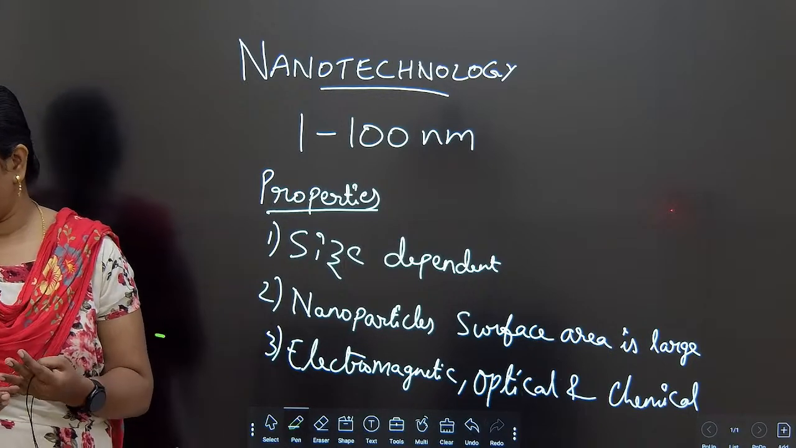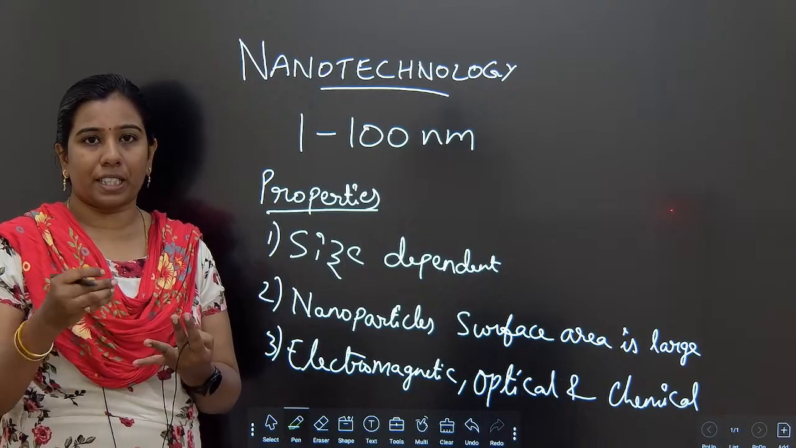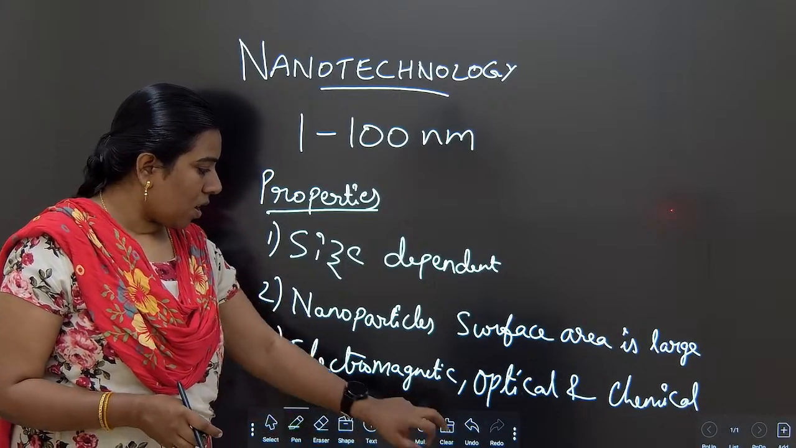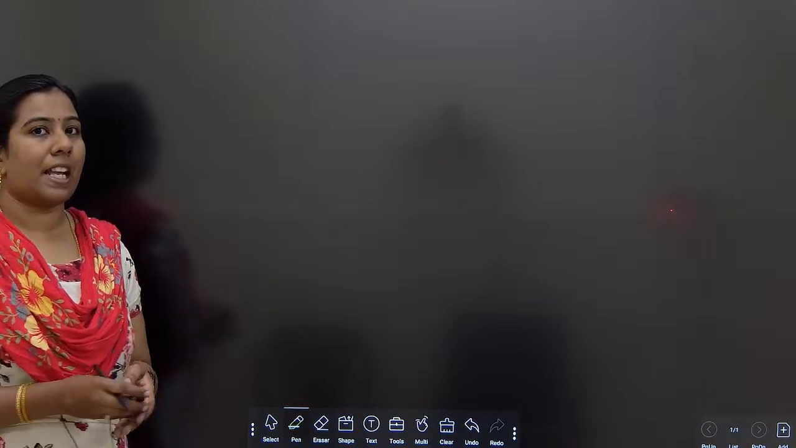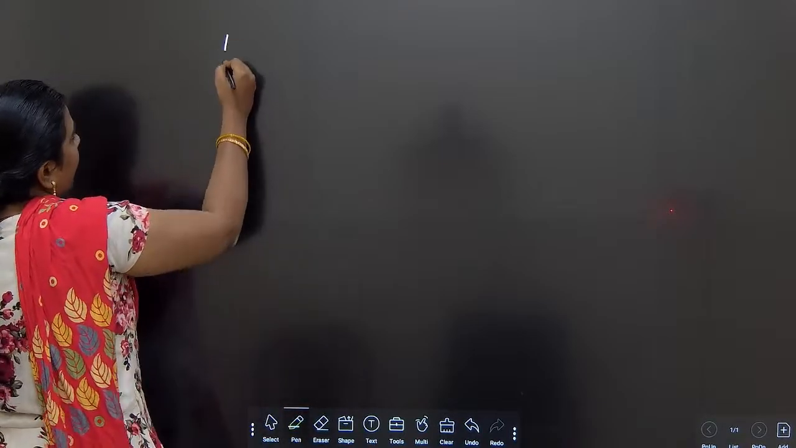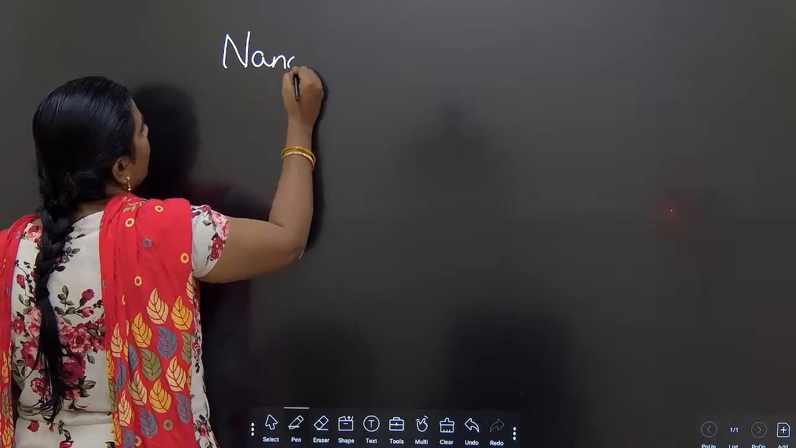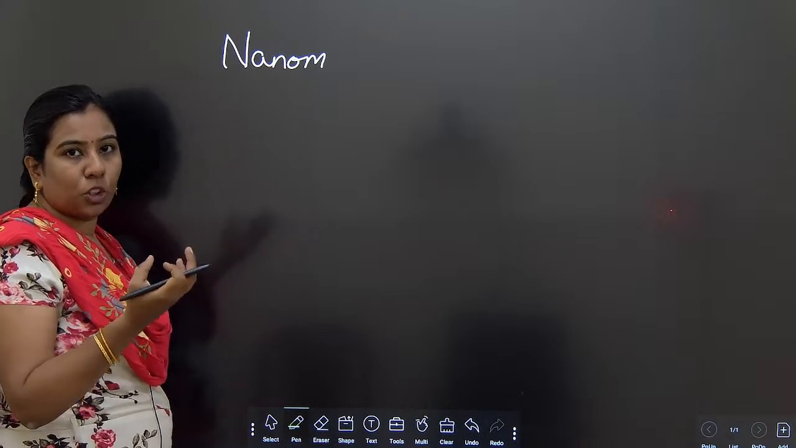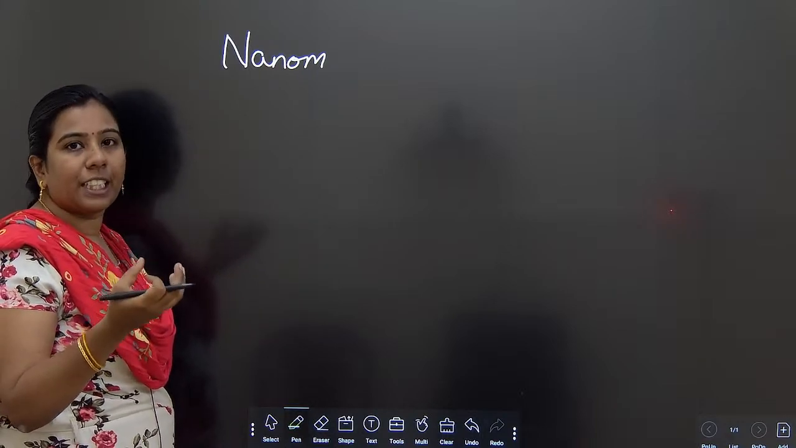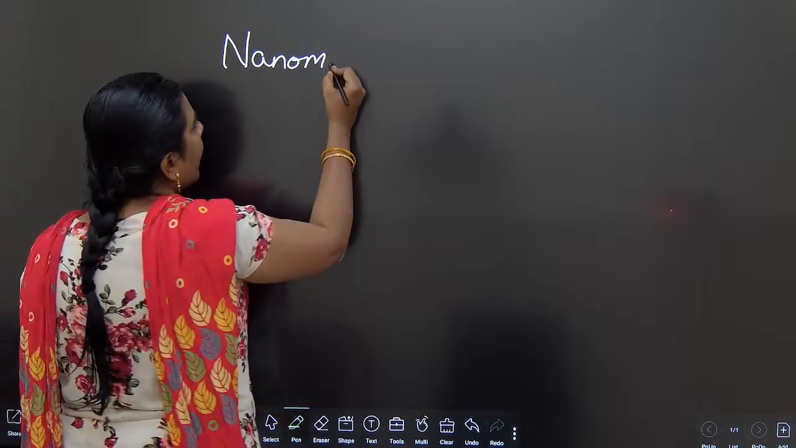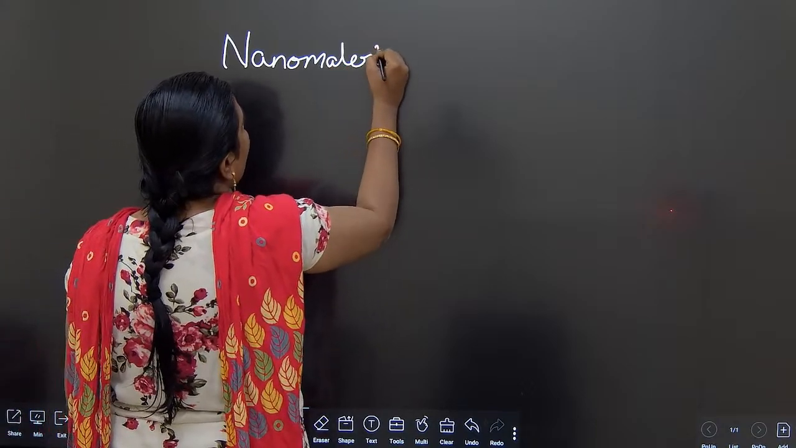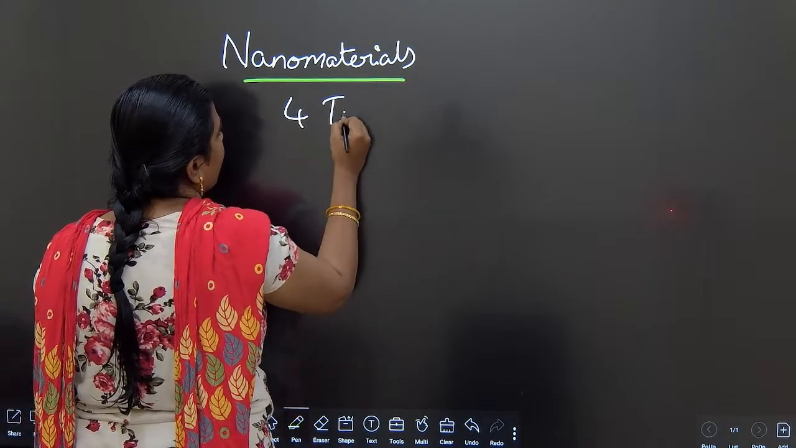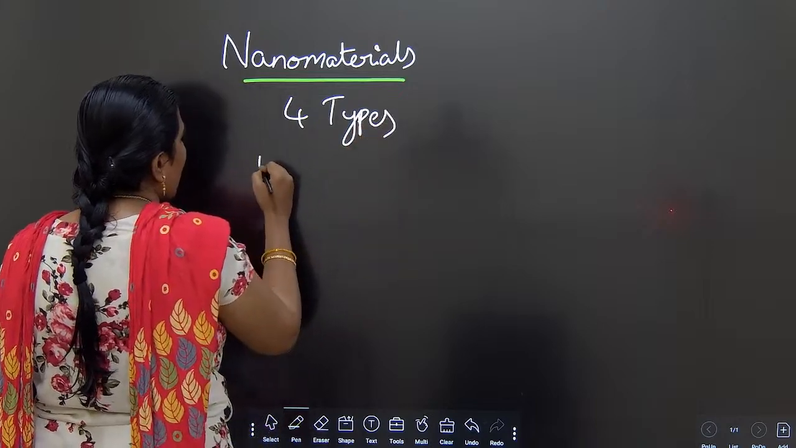Okay, so nanoparticles and nanomaterials are all the same, only the names are different. These nanomaterials are classified into 4 types. What is a nanomaterial? If you put all the nanoparticles together, then it becomes a nanomaterial. So the nanomaterials are classified into 4 types. So what are those?